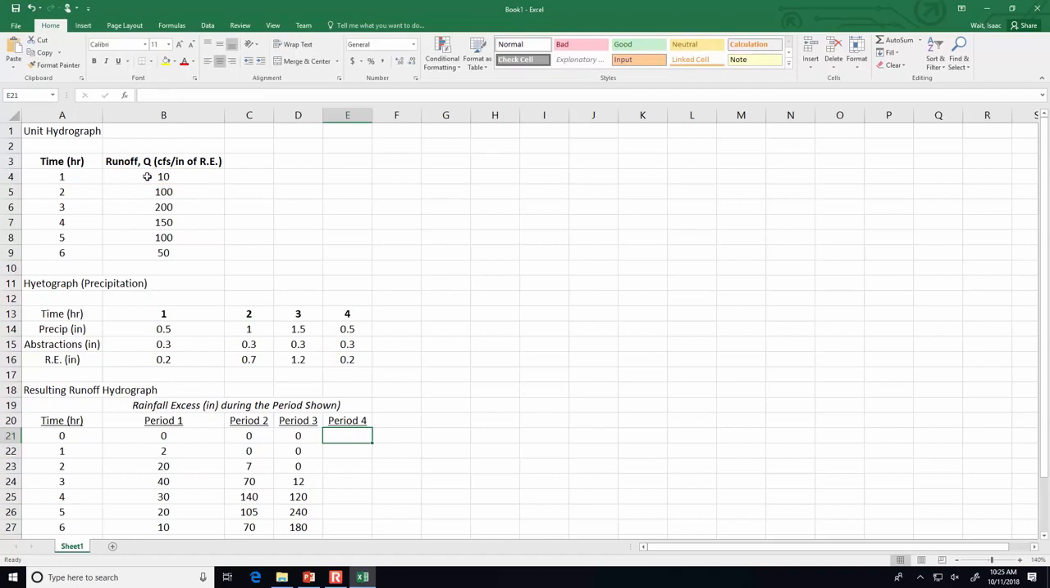Oh, I almost made a mistake. 0, 0, 0, 0. Okay, we stagger it, and then the first time we see the water is at hour 4. The first time we see the water coming out of the watershed from this last pulse of rainfall excess.